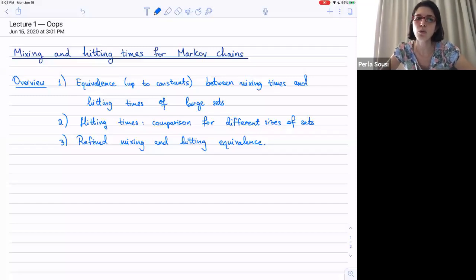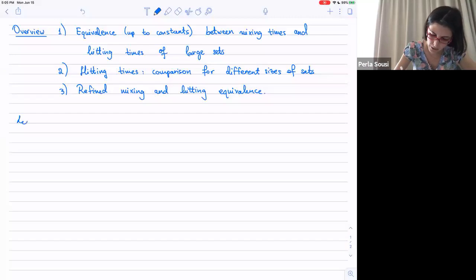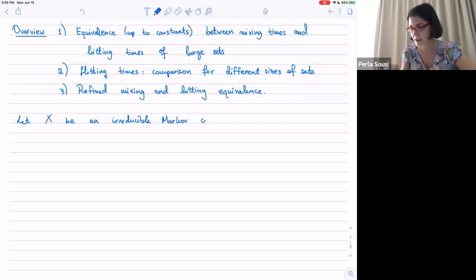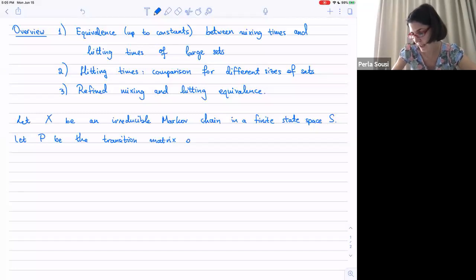So now I'm just going to set up some notation. I will recall some things from this two-page note, but the main reason is just to set up the notation to use it throughout the course. I'm going to be talking about Markov chains. So X is going to be an irreducible Markov chain, and the Markov chains that I will be considering will always take values in finite state spaces. Let's call it S, and let P be the transition matrix of X. I'm going to be writing P^t(i,j) for the probability starting from i that X_t is equal to j.